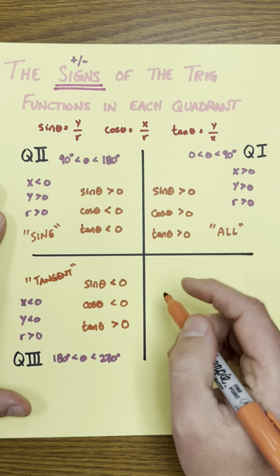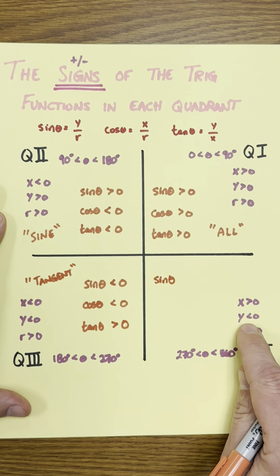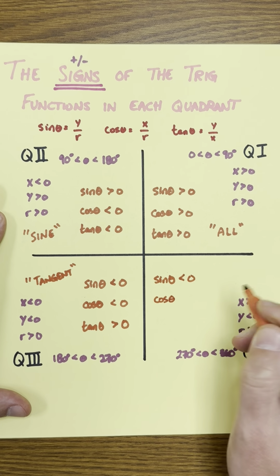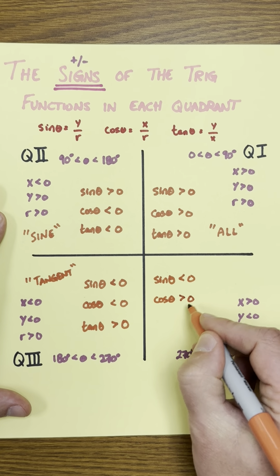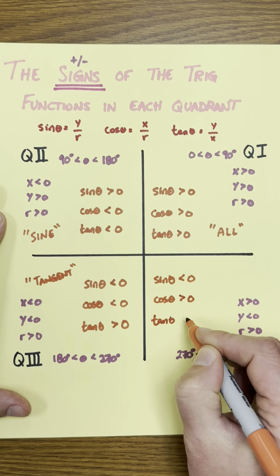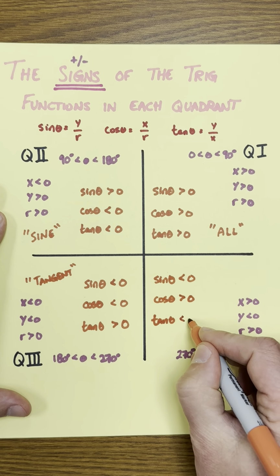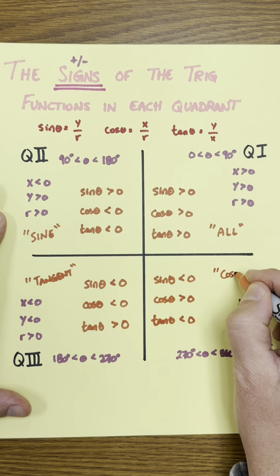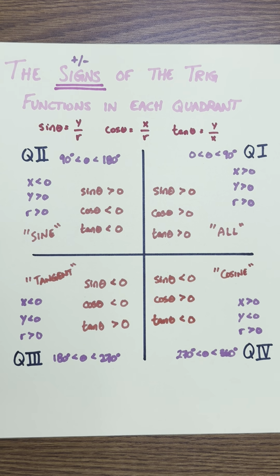Finally, quadrant 4. So here the sine of an angle using the y over r, that's a negative over positive, which is negative. Cosine using x over r, that's a positive over positive, that is positive. And the tangent, y over x, that's a negative over positive, which is negative. So in this quadrant, only the cosine is positive. Cosine and, of course, secant, its reciprocal.